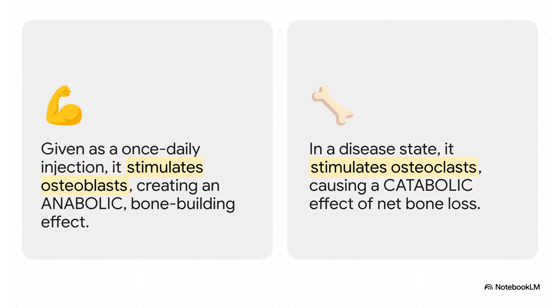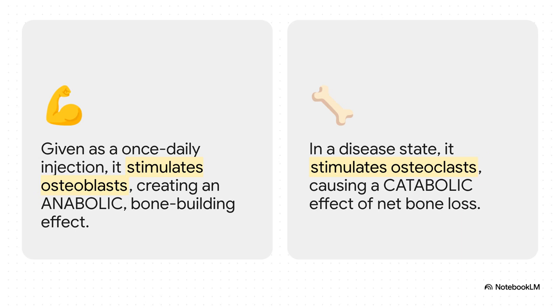Now, this has to be one of the coolest paradoxes in all of pharmacology. Let's talk about teriparatide. It's a fragment of parathyroid hormone, and here's the crazy part. It's all about the timing. If you give it in a short, sharp pulse, like a once-daily injection, it actually tells your body to build bone. It's an anabolic drug.